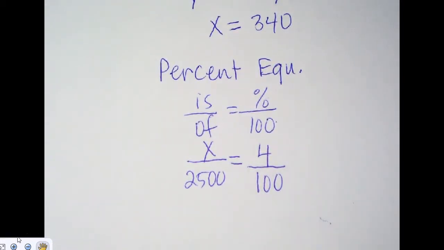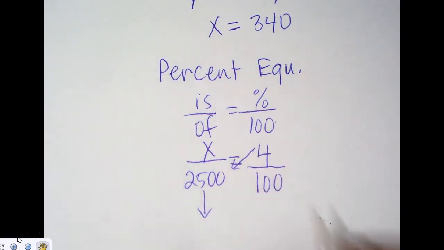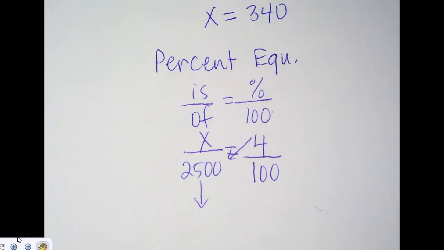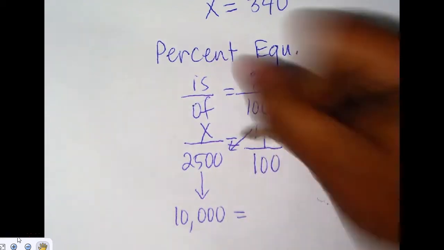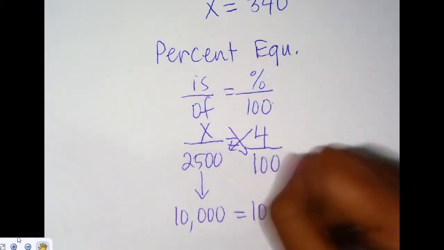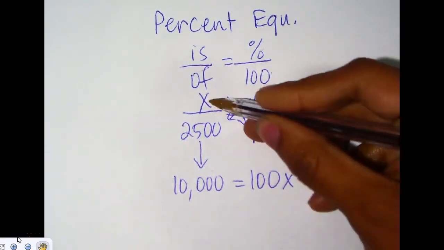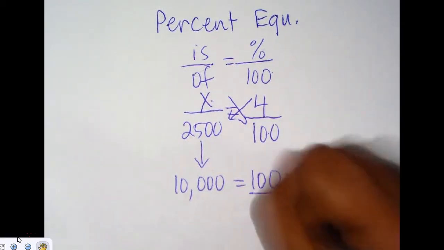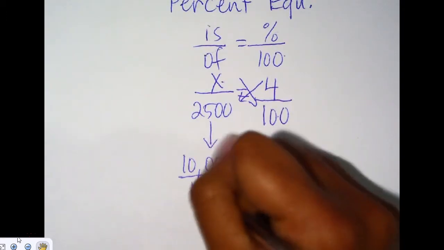All right, so now we're going to cross multiply and divide. So we're going to cross multiply this way. And 2,500 times 4 should be 10,000. Yeah, 10,000. Equals, cross multiply that way. There's 100. We got to put the x. Don't forget that. 100 times x. Now we're going to divide by 100 to both sides to figure out what x is.